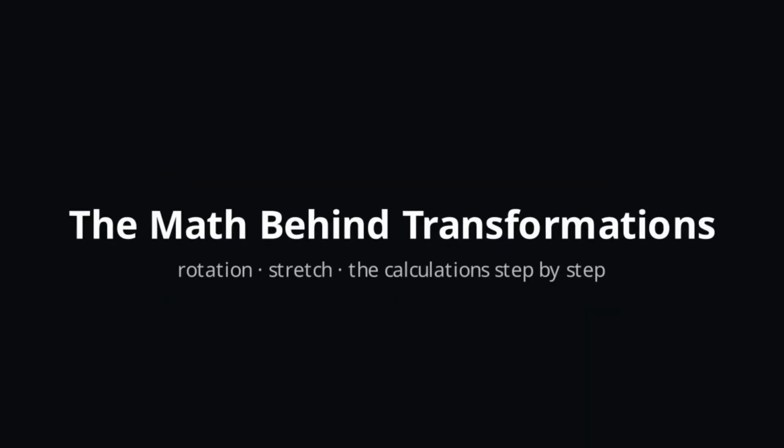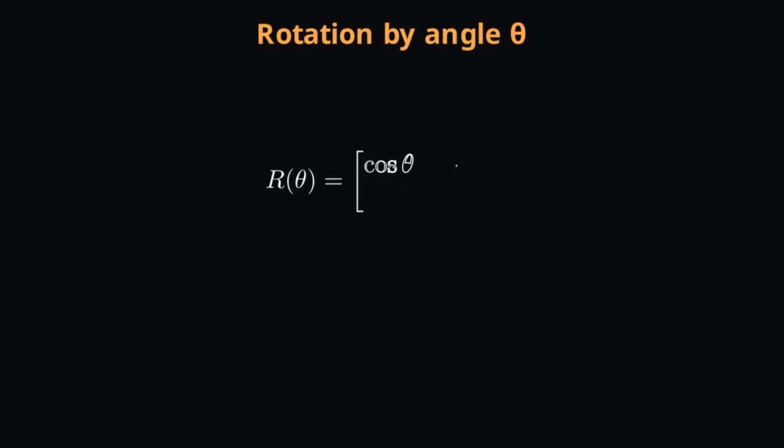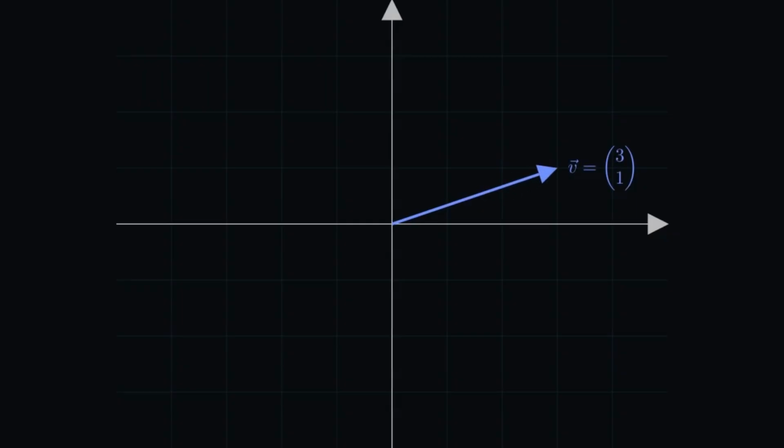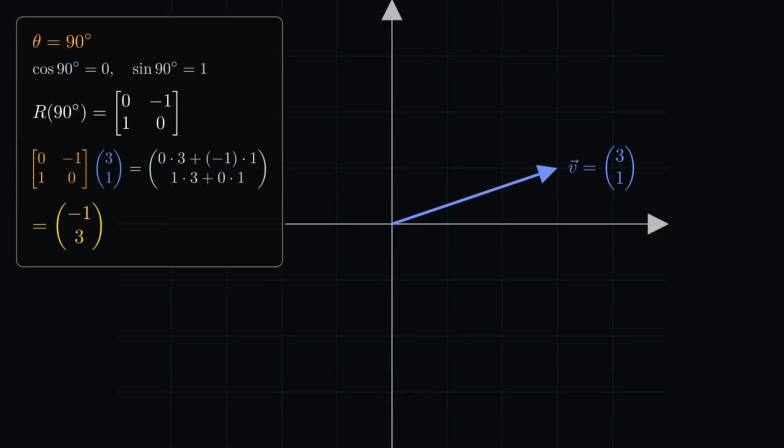Let's open the hood and see the actual math behind rotations and stretches. We'll work through the calculations step by step. A rotation matrix has a beautiful structure. For an angle theta, the first column, cosine theta, sine theta, tells us where the unit vector i hat lands. The second column, negative sine theta, cosine theta, tells us where j hat lands. Let's calculate. Take the vector (3, 1) and rotate it by 90 degrees. Cosine of 90 is 0, sine of 90 is 1. So our rotation matrix becomes [0, -1; 1, 0].